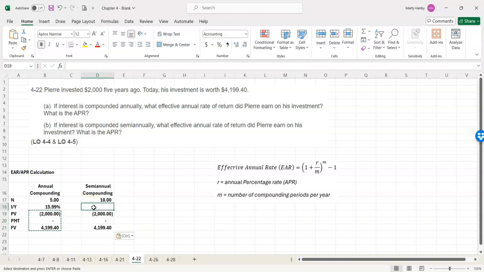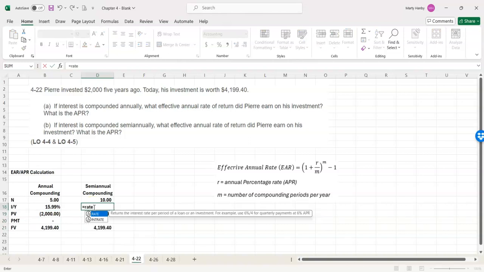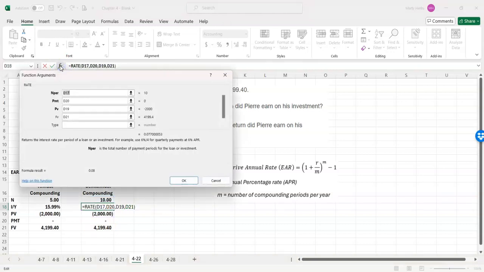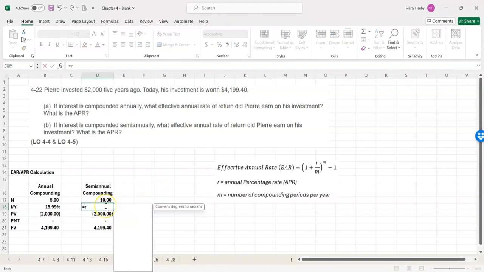So equals rate. 10 semi-annual periods. My payment, that's the present value, and then future value. And one other thing you can do in Excel, if you're using a function, you can hit this FX key, and it'll come up, and you can enter everything. You can literally type everything in if you choose to. Anyway, so equals rate.